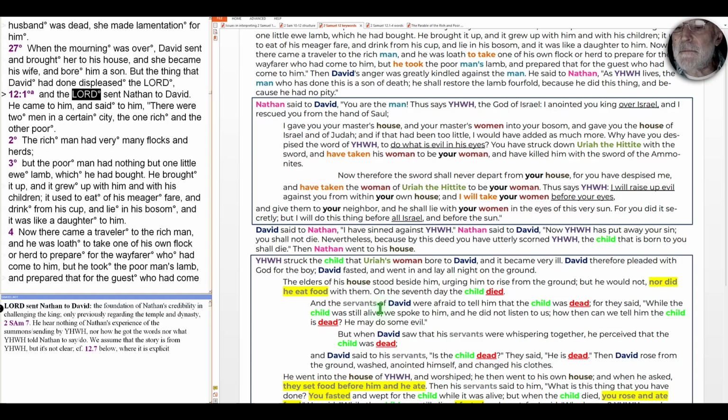But one thing I really want to note is how suddenly this chapter opens a scene completely out of nowhere. Look at the last verse of chapter 11 so you can see, after Uriah is dead and the Joab and the messenger business is completed, we get this little summary. When the morning was over, David sent and brought her, of course, Bathsheba, to his house, and she became his wife and bore him a son. And suddenly, out of nowhere, really the out of nowhere starts here: the thing that David had done was evil in the eyes of Yahweh.